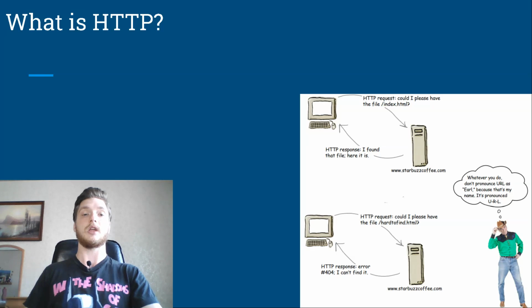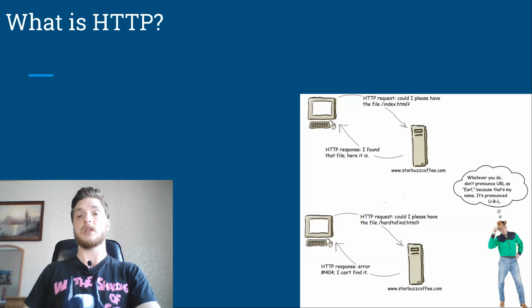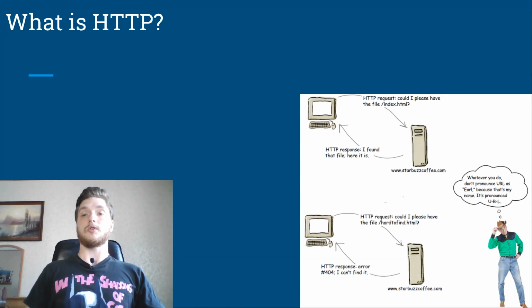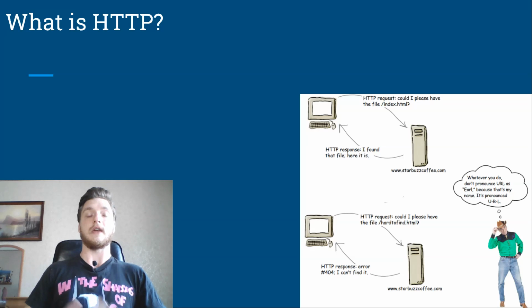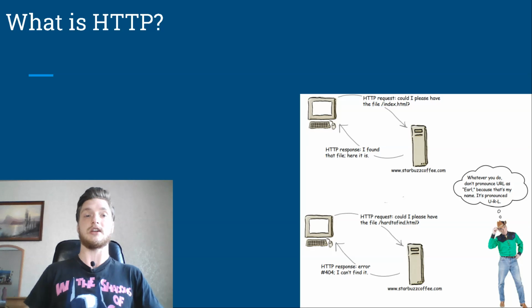Here's how it works. HTTP request: could I please have the file /index.html? HTTP response: I found that file, here it is. Whatever you do, don't pronounce URL as Earl, because that's my name. It's pronounced U-R-L. So each time you type a URL into your browser address bar, the browser asks the server for the corresponding resource using the HTTP protocol. If the server finds the resource, it returns it to the browser and the browser displays it.